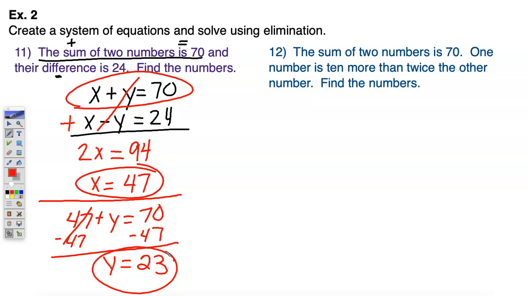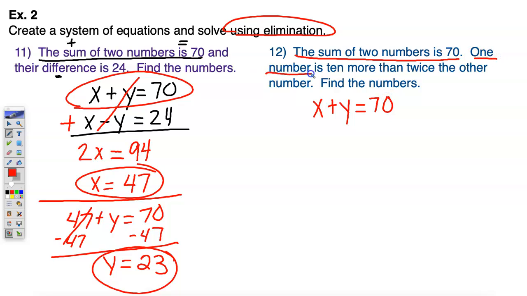So number 12, now remember we're supposed to show these using elimination. Our first part here says the sum of two numbers is 70, so exactly like what we did in our first equation to the left. And then our next one says one number, so let's say x. I'm going to put this over here. So x equals, since "is" means equals, and then it says 10 more than twice the other number. So that'd be 10 more than twice the other number, which would be y.